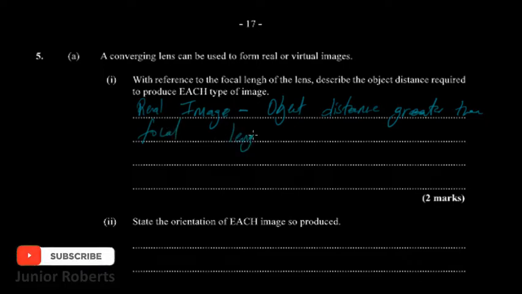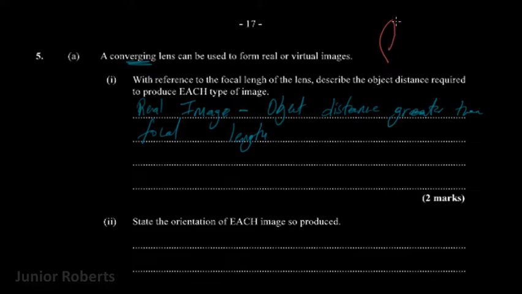So for us to get a real image from a convergent lens, which again, a converging lens is a lens that looks like this, in which it's thicker in the middle than at the ends, it actually converges light rays to a point. So for a real image to be formed by this lens, the object distance must be greater than the focal length of the lens.